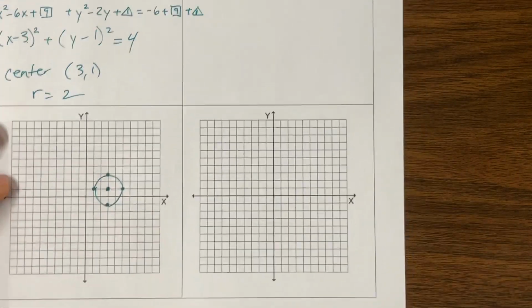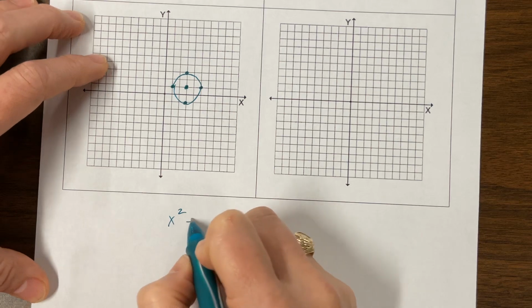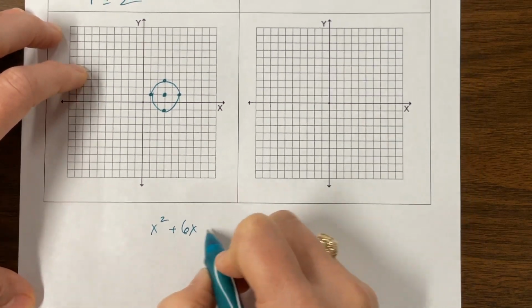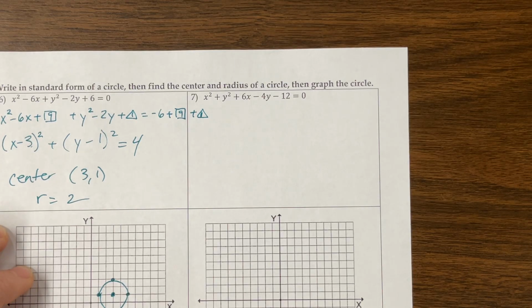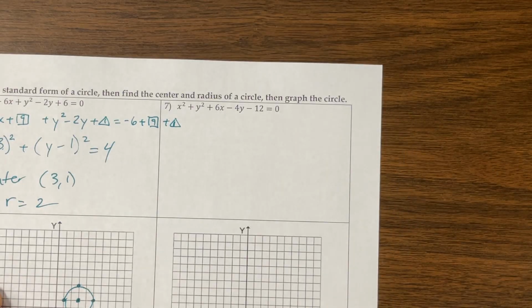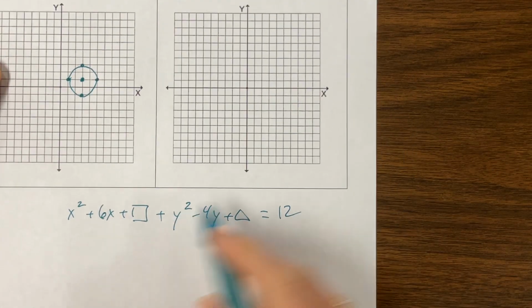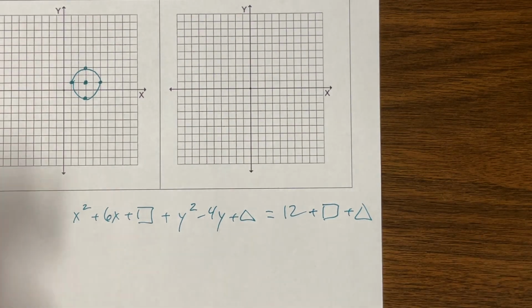Let me do this one down below because I was writing too big. I have an x squared plus 6x plus a box, and then a y squared minus 4y plus a triangle equals, and there was a negative 12 that I'm going to move over with addition. If I add a box, I have to add a box on the other side, and add a triangle on the other side.